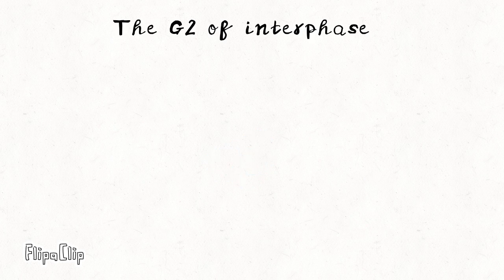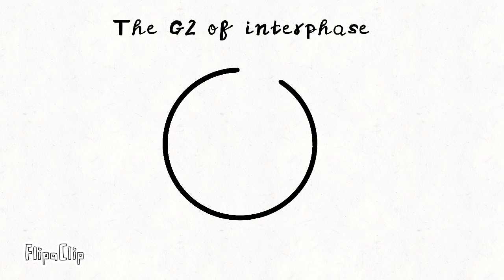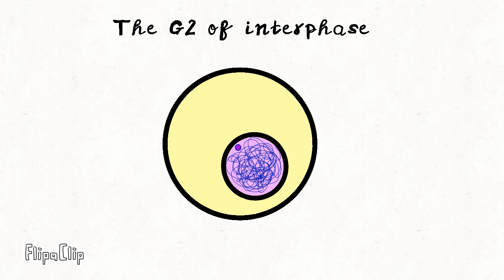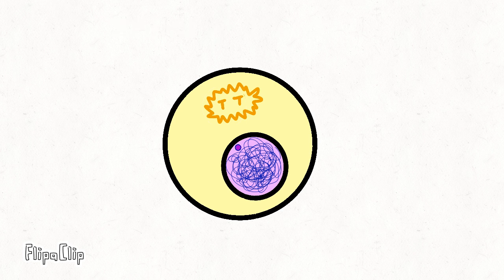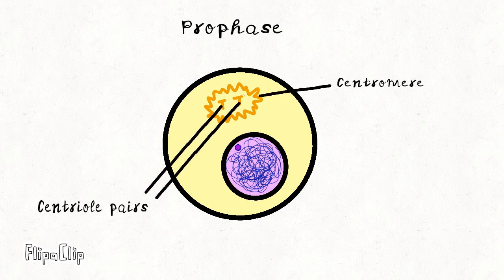We start with the G2 of interphase. Here we can see that the nuclear envelope is completely intact and the chromatin is still in jumbles. Here we can see that the centriole pairs haven't yet split.